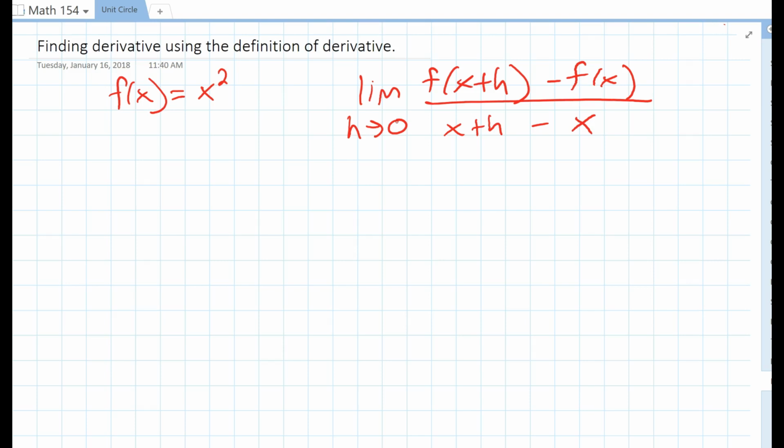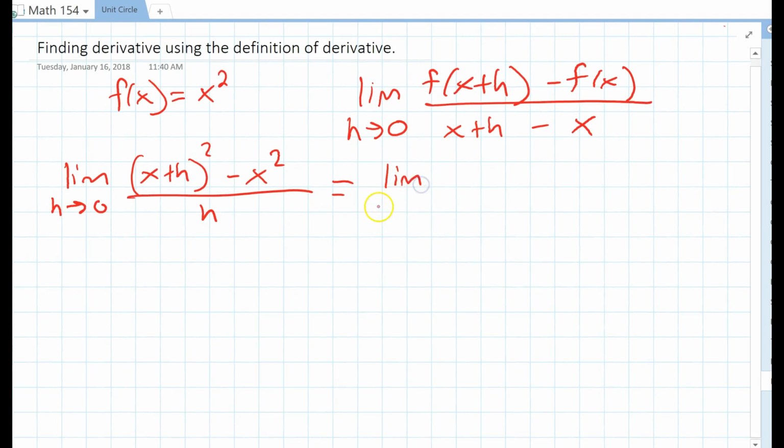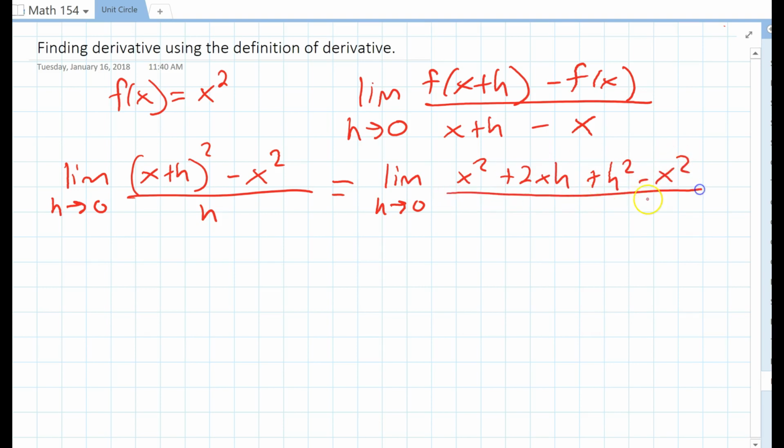So if I wanted to apply this to f of x equals x squared, I did this in class, but I'm going to do it again here. That would be the limit as h approaches 0 of x plus h squared minus x squared all over, and of course x plus h minus x is just h. If we do some algebra, we get x squared plus 2xh plus h squared minus x squared all over h. When we multiply that out, the x squared and the negative x squared cancel each other out.